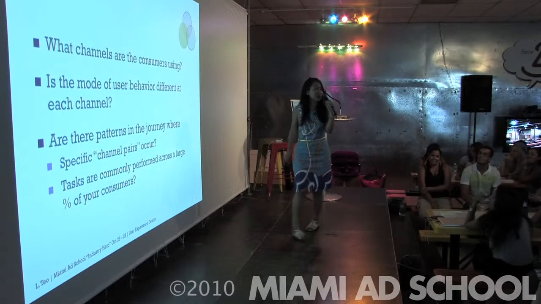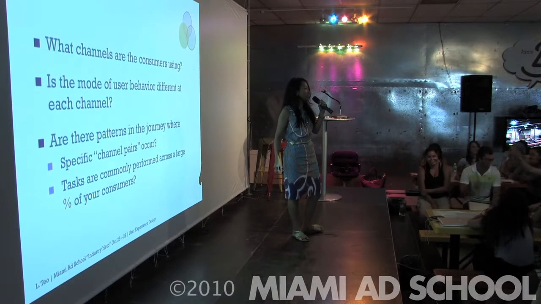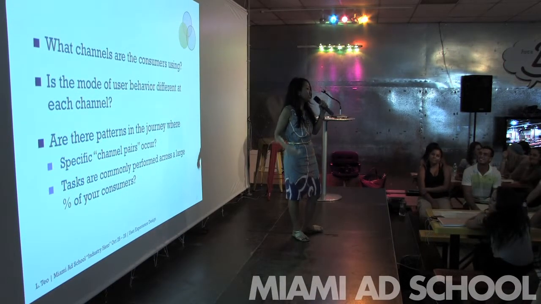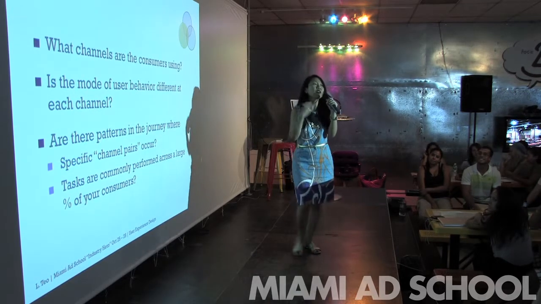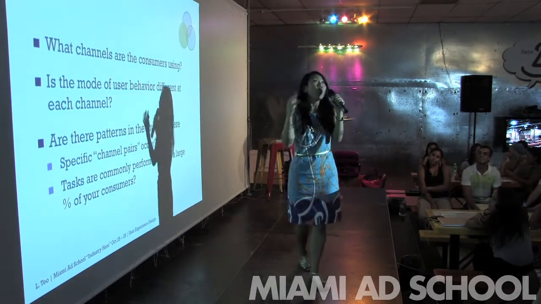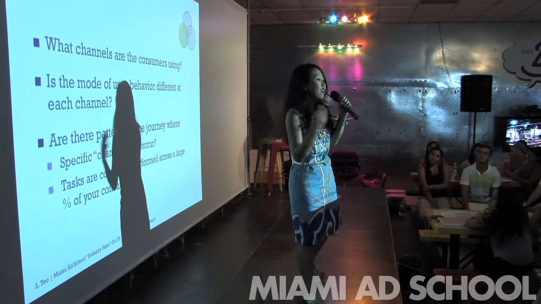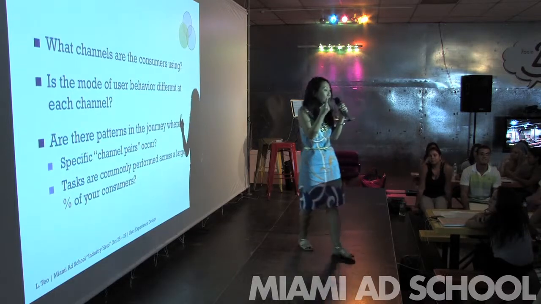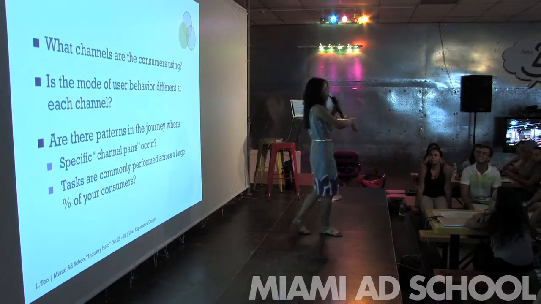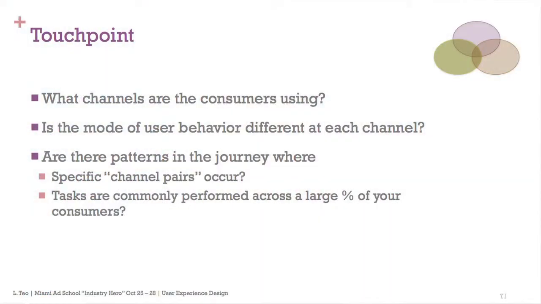A lot of what you're doing as designers is you're, in some ways, reverse engineering, right? So you're saying, okay, I want to sell more shoes. Converse, all right, who are the consumers of Converse? Where do they spend their time? Now, that's exactly the way you should be thinking through your campaign ideas, okay? Think about where people spend their time. Okay, second one, is the mode of user behavior different at each channel?